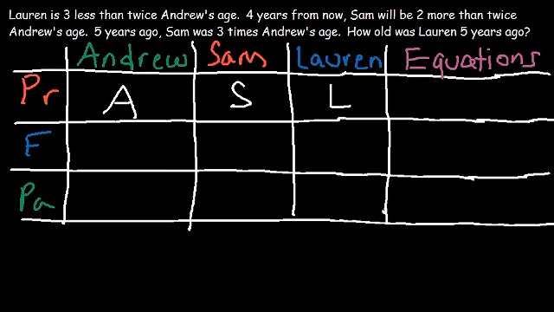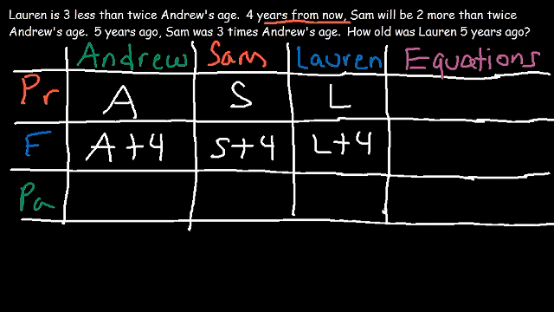Now, in the future, that is 4 years from now, Andrew's age, he's going to be 4 years older, so A plus 4, and Sam will be S plus 4, and Lauren will be L plus 4. Now, in the past, that is 5 years ago, Andrew will be 5 years younger, so A minus 5, and then S minus 5, and L minus 5.